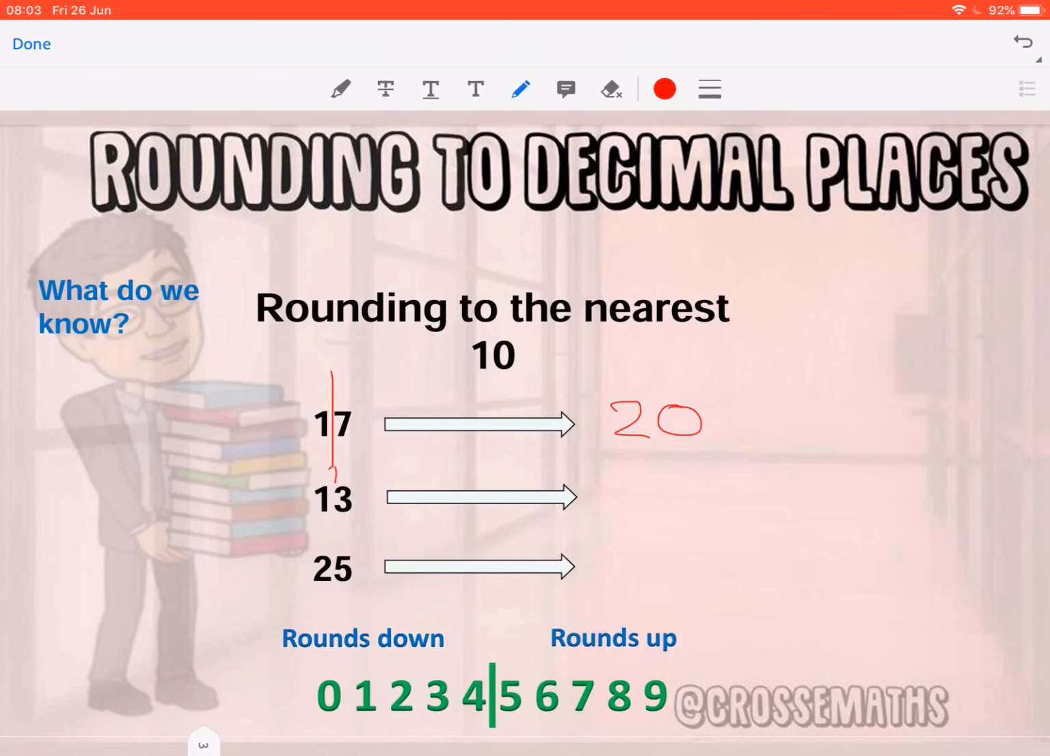13, similar thing. I put a magic line in after the first digit, after the tens. Is that 3, 5 or more? No, it's not. It's 4 or less, so I'm just going to chop it off. So I end up with 10. The next one, 25. Is that 5 or more? Yes, it is. So I'm going to round it up to 30. Okay, guys, pause the video and get those written down for me.